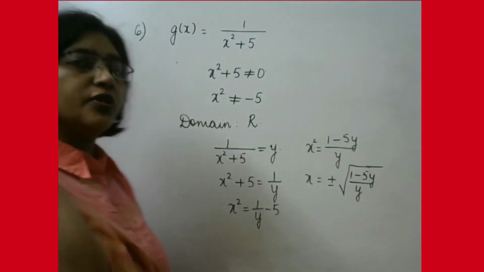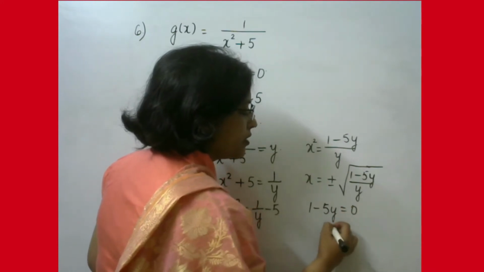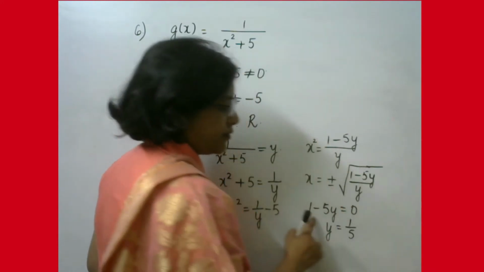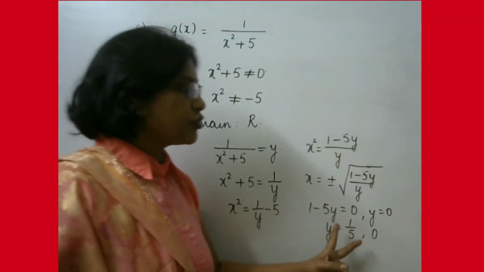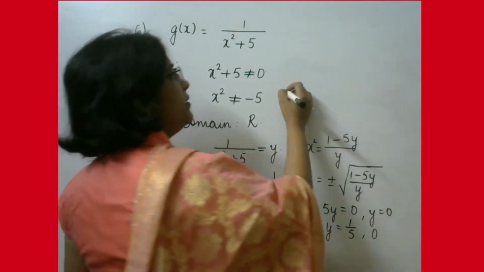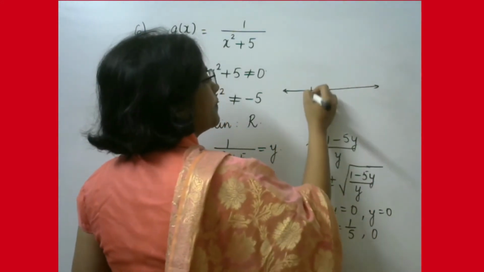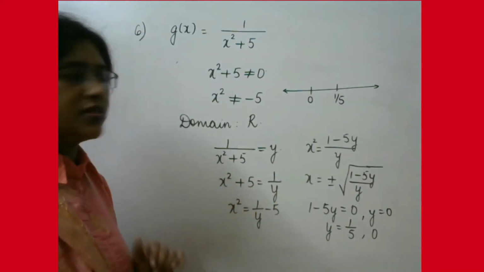So it's better that we go with the critical point method. And from here we have y is 1 by 5. These are the two critical points. So let's put this on the number line and find which part is positive and which part is negative.